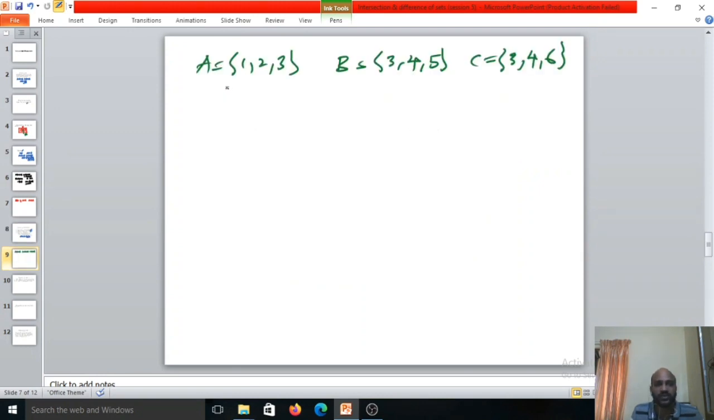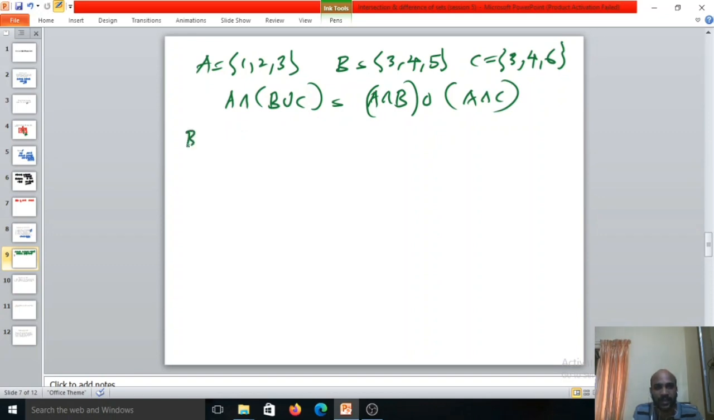Now consider one question. Suppose A equal to 1, 2, 3, B equal to 3, 4, 5 and C equal to 3, 4, 6. Question is verify distributive property. That means you have to verify A intersection B union C is equal to A intersection B union A intersection C. Okay. So you have to show that left hand side is equal to right hand side.